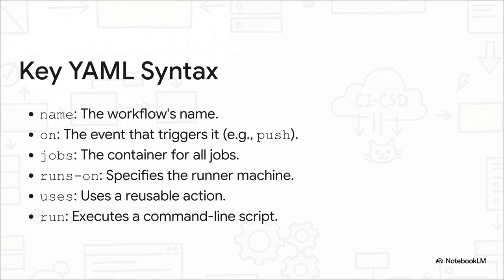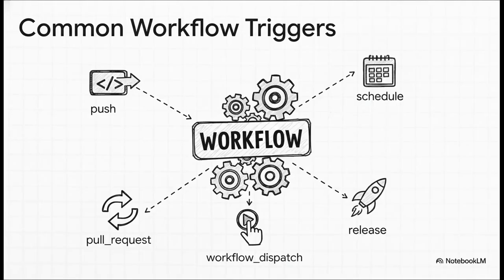Jobs is where you define all your stages. Runs on tells GitHub what kind of computer to use, like Ubuntu. Uses is for grabbing one of those pre-built actions, and run is where you just type out your own shell commands. And that on keyword, man, it is super powerful.